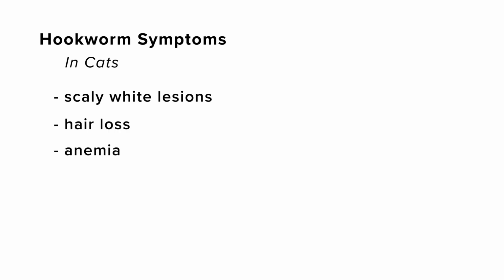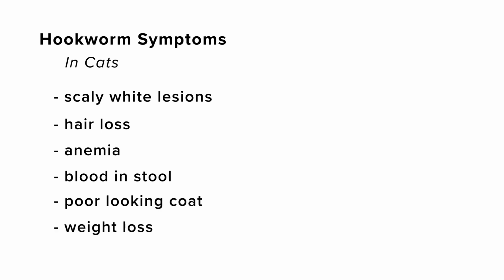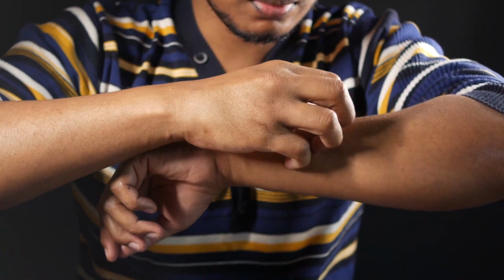Symptoms in cats can be seen as a scaly white lesion with hair loss, anemia, blood in their stool, a poor-looking coat, and weight loss. In humans, hookworms can be seen as an itchy red rash on the skin. Treatment for both humans and cats will be an antibiotic treatment.